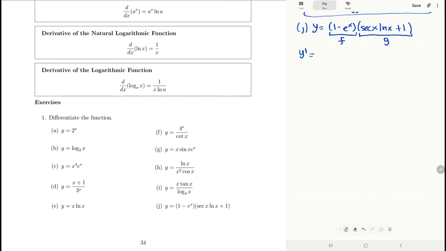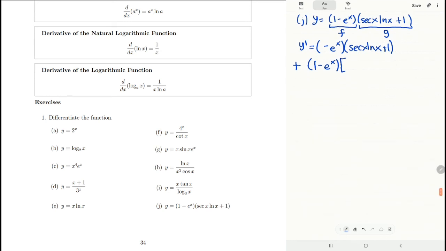So the product rule says we differentiate f, so the derivative of 1, which is 0, minus e to the power of x, since the derivative of e to the x is itself. We multiply this by g, which is secant of x times the natural log of x plus 1. And then we add it to f, which is 1 minus e to the x, multiplied by g prime. So the derivative of secant x times the natural log of x. So we apply yet another product rule.